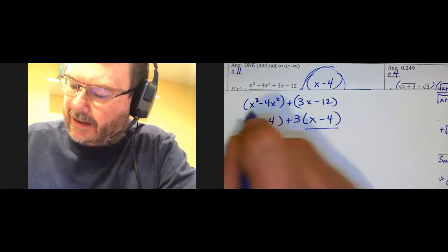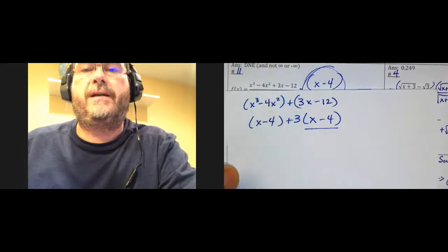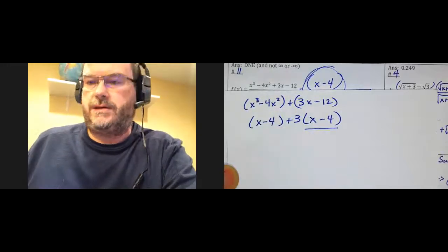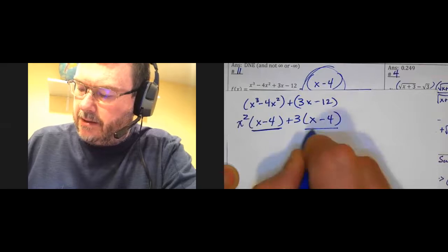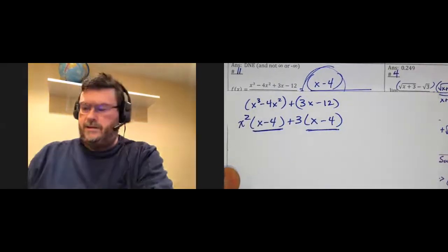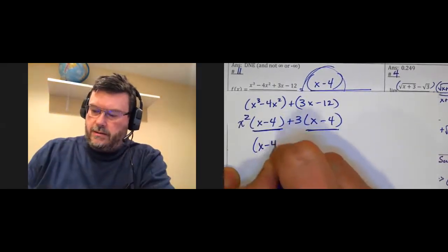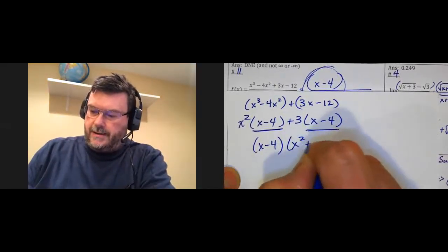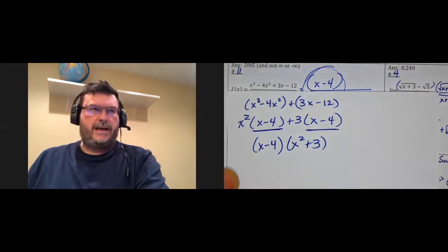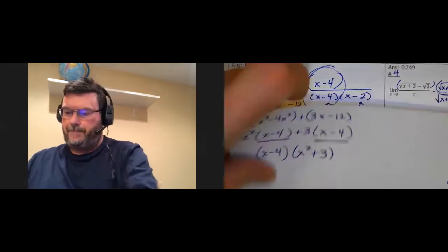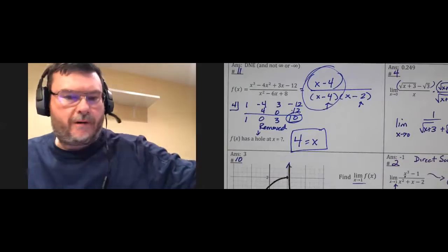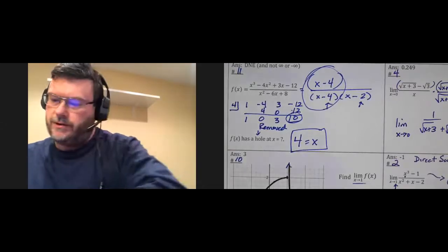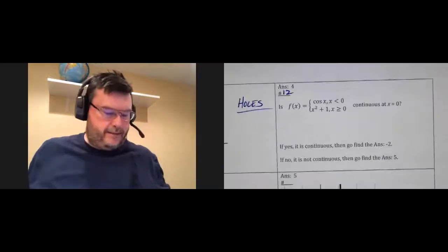So what did I take out of x cubed minus 4x squared to get x minus 4? And that would be an x squared. So there's my x minus 4 that will be the values that get canceled out. Okay. All right. So we're looking for 4 for number 12. Number 12 is 4. And that's that top one on that second page.